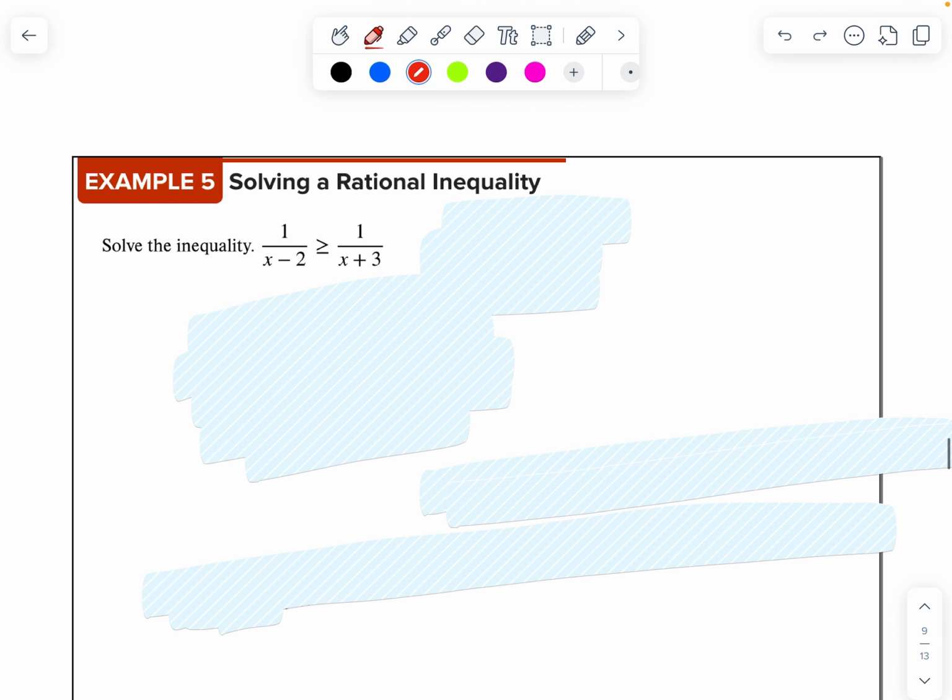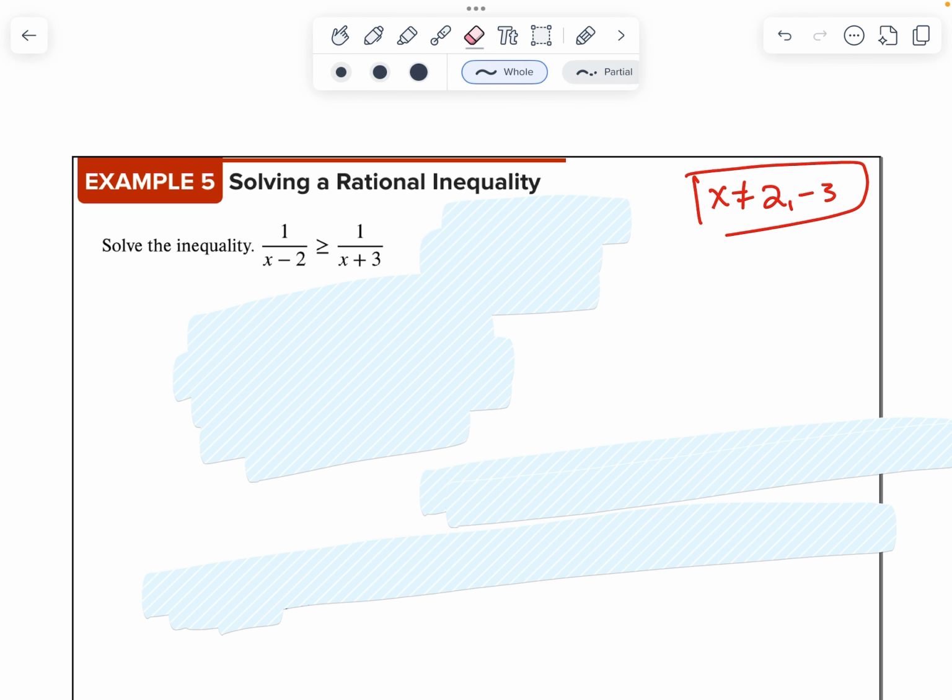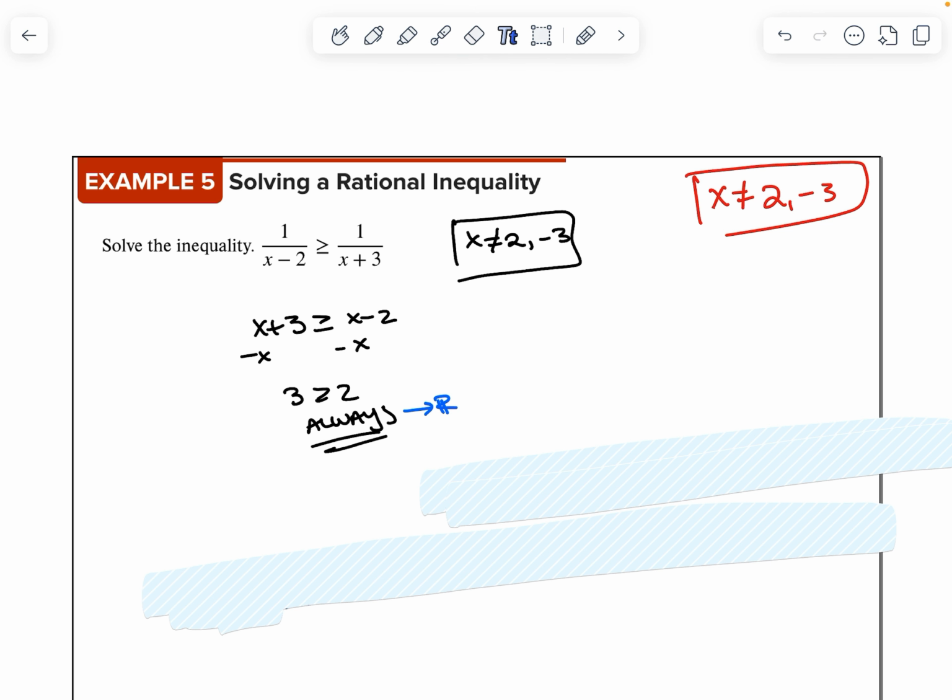All right, here's another. Restricted values. X cannot equal 2. X cannot equal negative 3. Those items would make the bottom of that fraction 0. When you multiply both sides by each denominator, you get 3 is greater than 2. You don't get something that even has an x in it anymore. Look at this. This is what happens when you multiply. Subtract x from both sides. You get 3 is greater than 2. That is always true. And so our answer is all real numbers, or negative infinity to infinity.